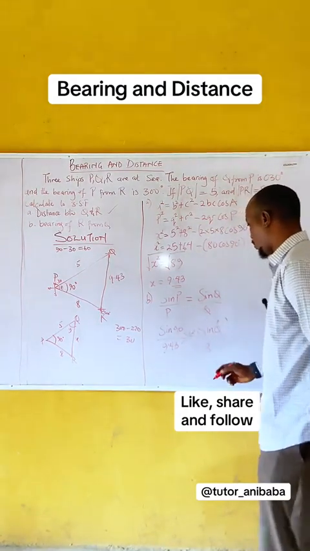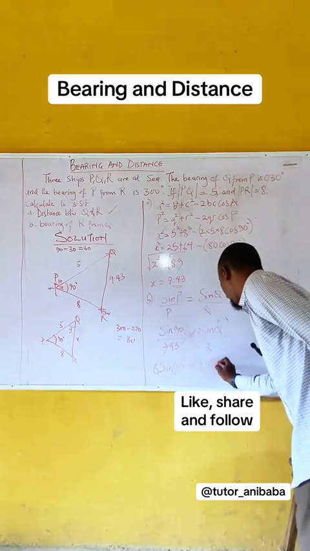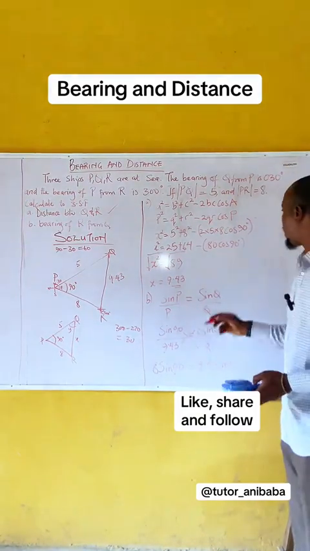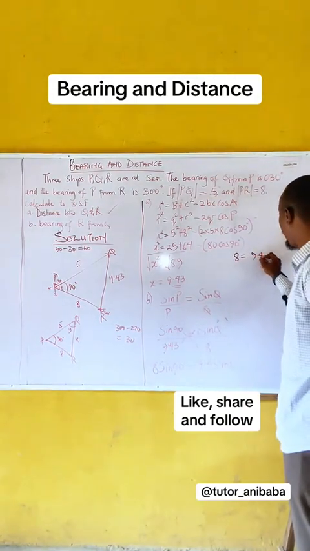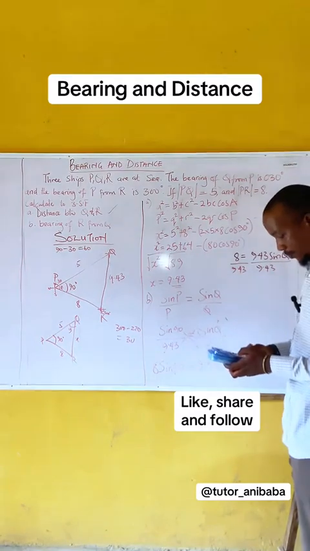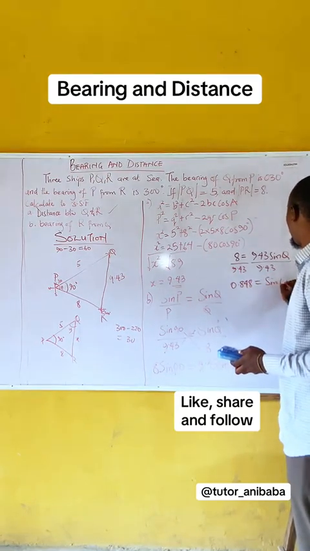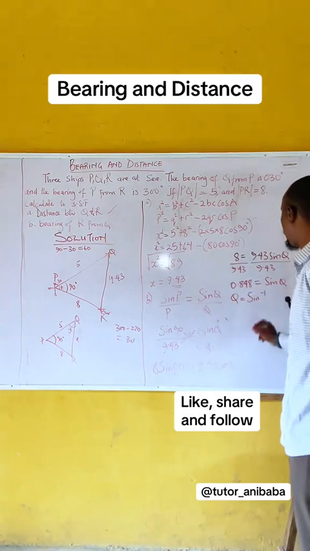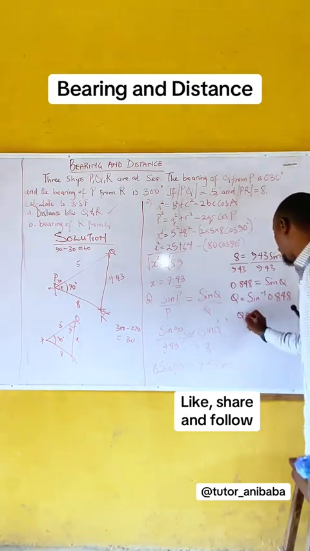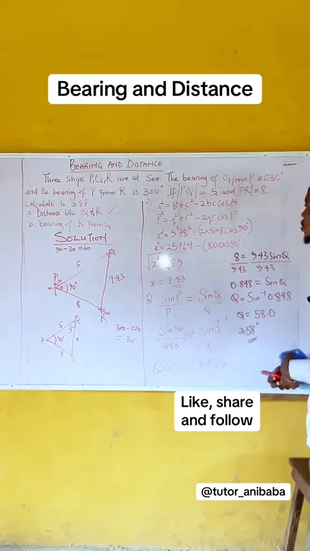So let's cross multiply. We have 8 sine 90 equals 9.43 sine Q. 8 sine 90 gives us 8, so 8 equals 9.43 sine Q. Divide both sides by 9.43, so we have 0.848 equals sine Q. So our Q will be equal to arcsine of 0.848, which is approximately 58 degrees. So that's our answer for this question.